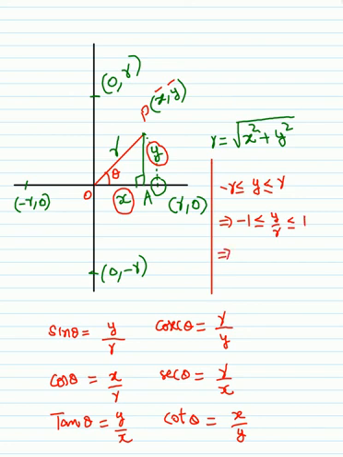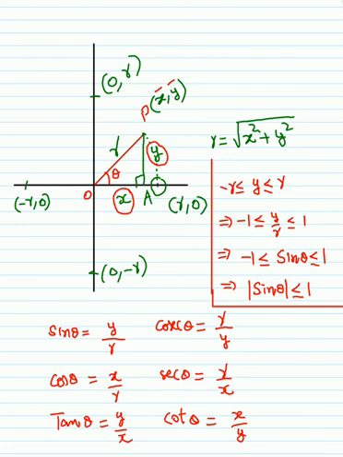That implies minus 1 less than or equal to sin theta, since y by r is sin theta, less than or equal to 1. So from this we can say that the absolute value of sin theta is always less than or equal to 1. You can also call it the range of sin theta.